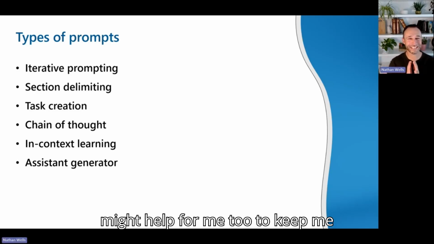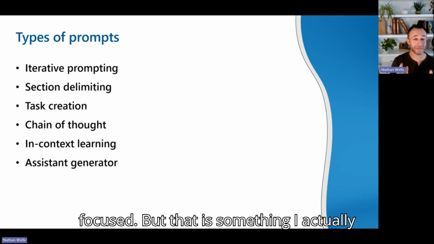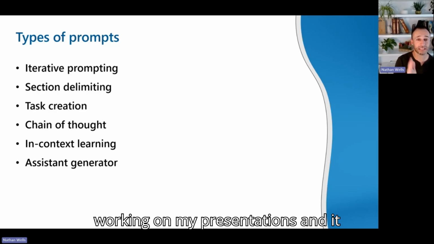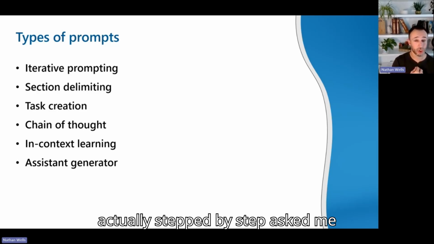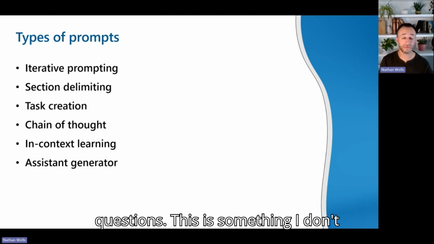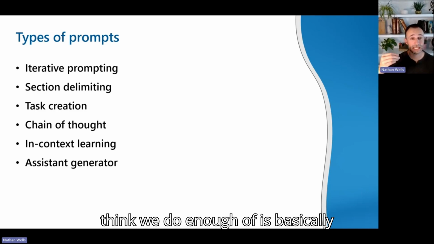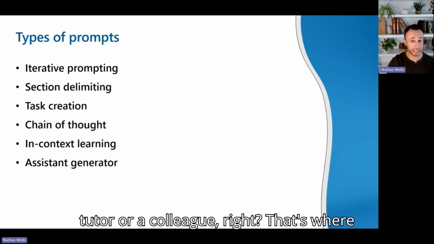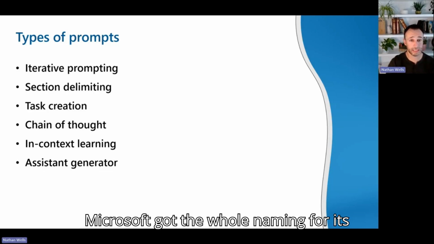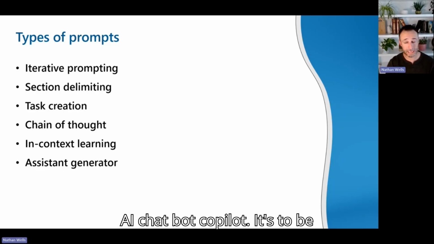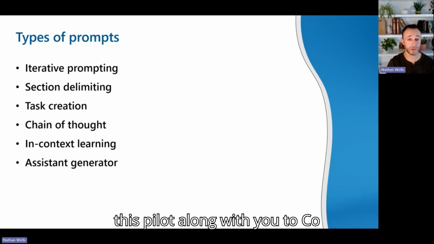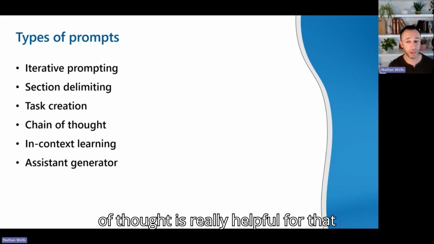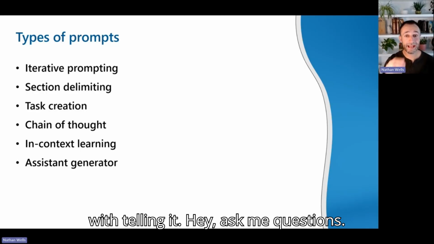It might help for me too to keep me focused. But that is something I actually have used over winter break. I was working on my presentations, and it actually step by step asked me questions. This is something I don't think we do enough of, is basically creating a brainstorming partner or a tutor or a colleague, right? That's where Microsoft got the whole naming for its AI chatbot, Copilot. It's to be this pilot along with you, to co-lead, to co-author these ideas. So chain of thought is really helpful for that, with telling it, hey, ask me questions.